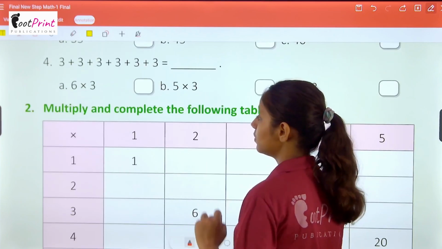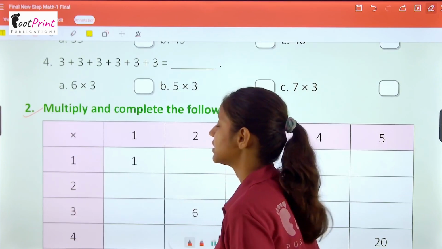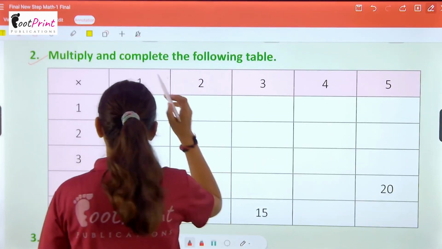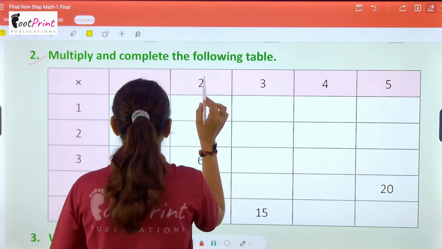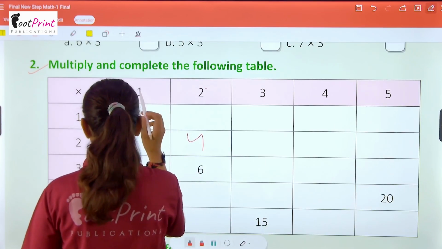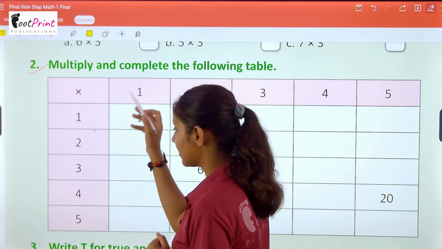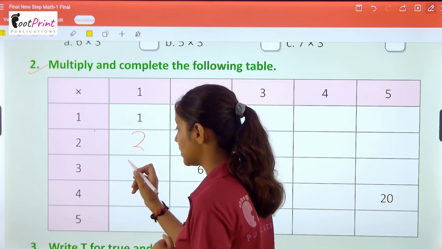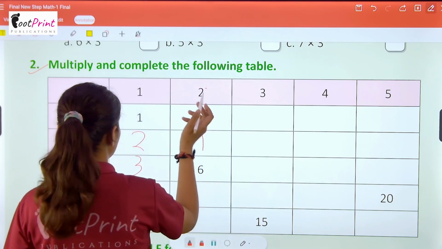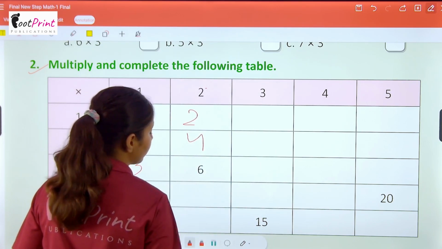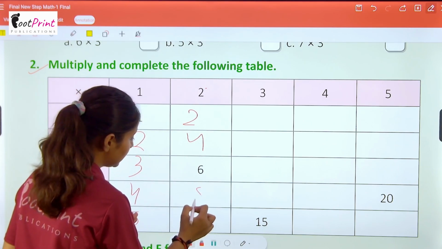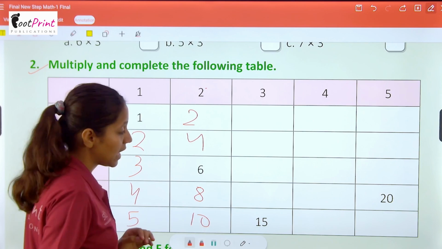your class notebook as well as in your school book. Now question number 2 says multiply and complete the following table. So how you have to multiply? See, 1 multiply 1 is 1, 2 multiply 2 is 4. Okay, so in this way you have to complete it. 1 multiply 1 is 1, 1 multiply 2 is 2, 1 multiply 3 is 3, 1 multiply 4 is 4, 1 multiply 5 is 5. Similarly, 2 multiply 1 is 2, 2 2s are 4, 3 times 2 is 6, 4 times 2 is 8, 5 times 2 is 10.